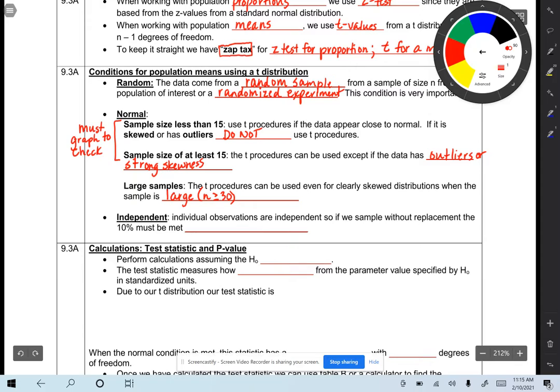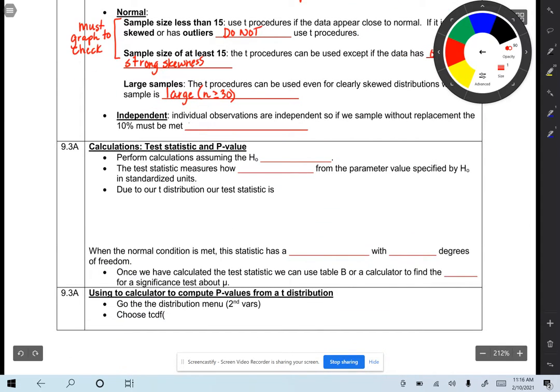And last condition, independent. Individual observations are independent. So if we sample without replacement, the 10% condition must be met. So the population is more than 10 times the sample size.